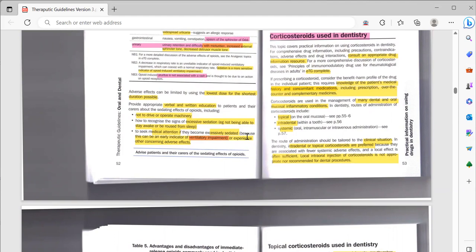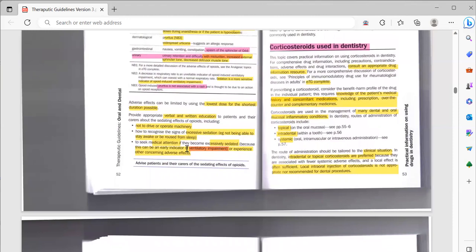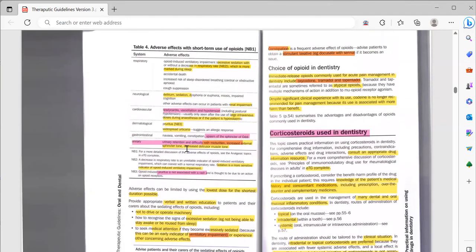So the right amount of sedation is okay. But in some patients, for example the elderly, the frail, or more sensitive patients, if they become excessively sedated, this can be an early indicator of ventilatory impairment or other concerning adverse effects, and then you need to take medical attention. Okay, so these are the adverse effects that are caused by opioids.